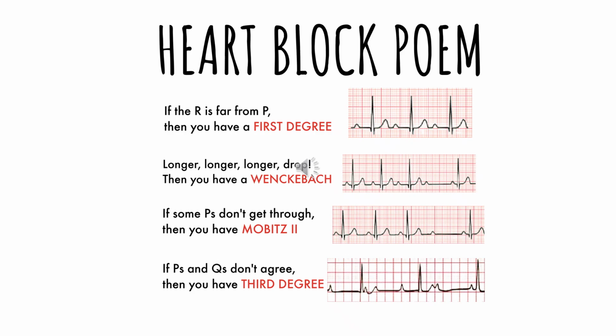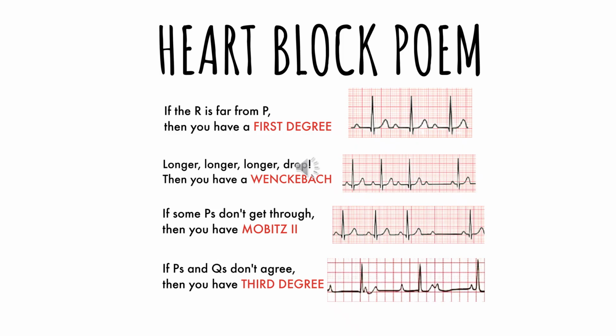Longer, longer, longer, drop, then you have a Wenckebach block. This is a second degree type 1 heart block. And what happens is your PR interval is going to get progressively longer with each beat. And then out of nowhere, you're going to drop a QRS complex.